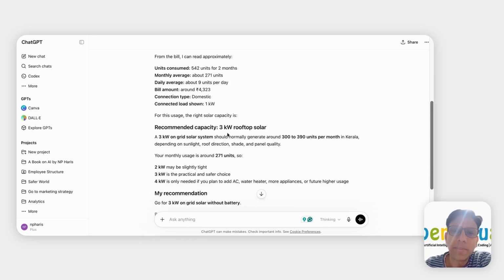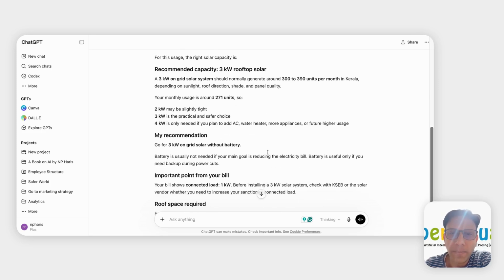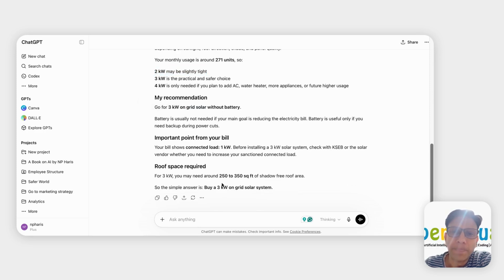So as you can see here, the recommended capacity is 3 kilowatt rooftop solar. So 2 kilowatt is okay, but it is slightly tight. So this will be the right practical choice.